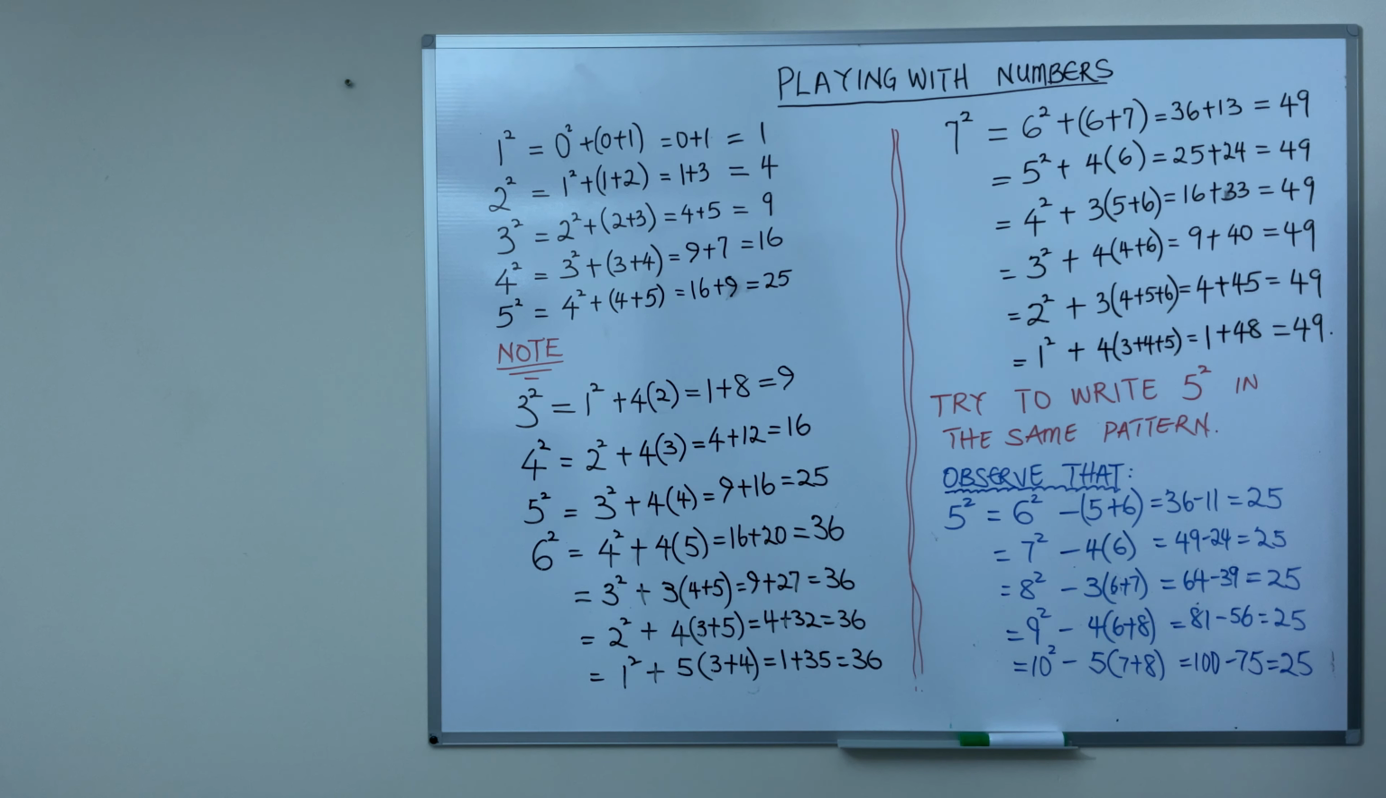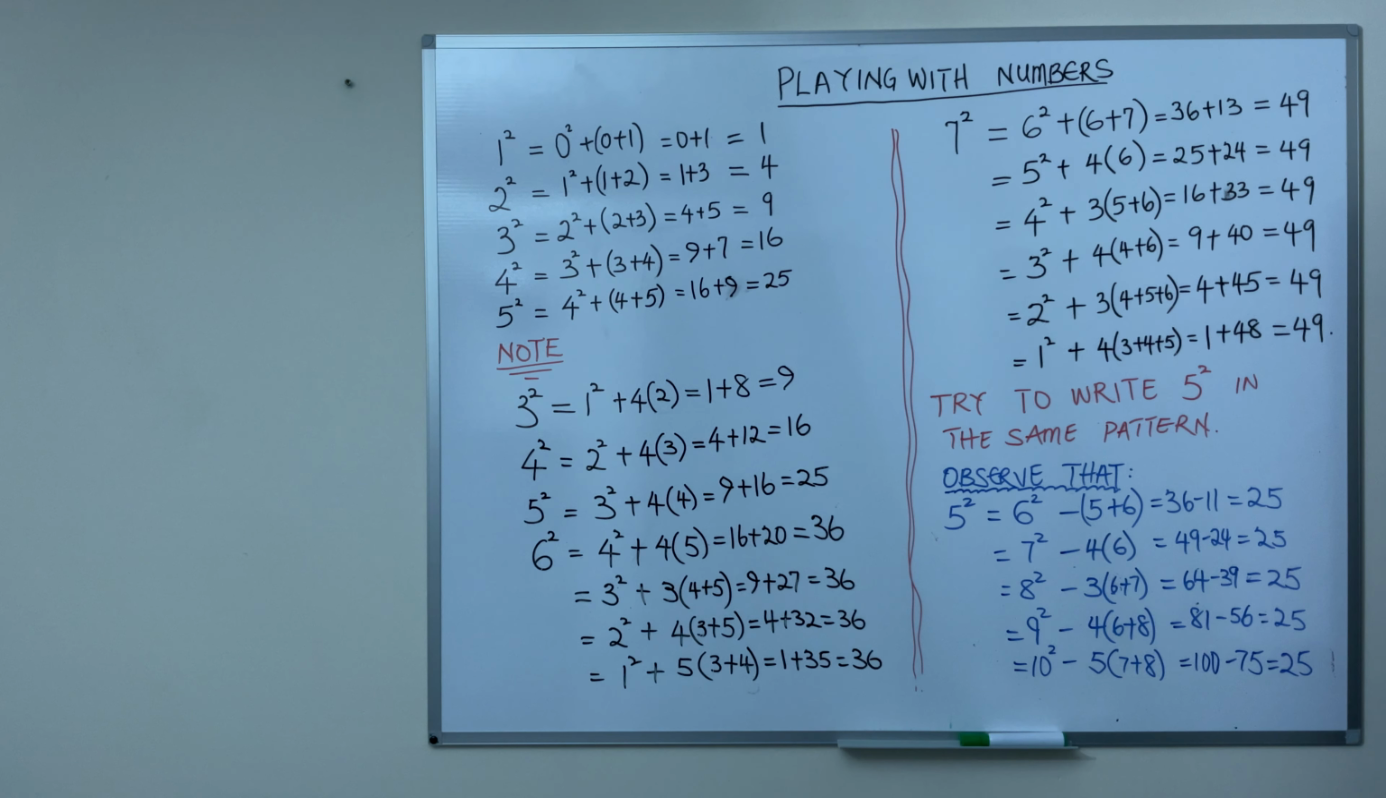Let's look at 5 squared and 9 squared. Difference between them is what? 4. So we have 9 squared minus 4 into 6 plus 8. There's an odd number in between which we take out because the two of them are odd numbers. That's 81 minus 56, and the result is 25.